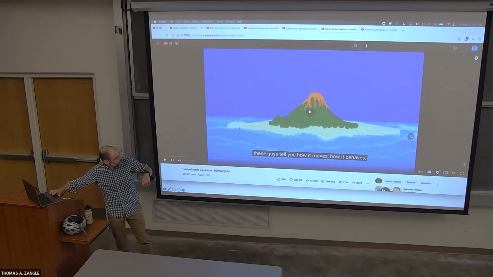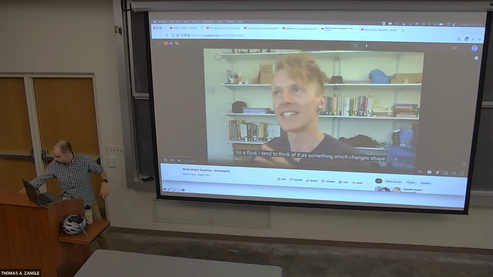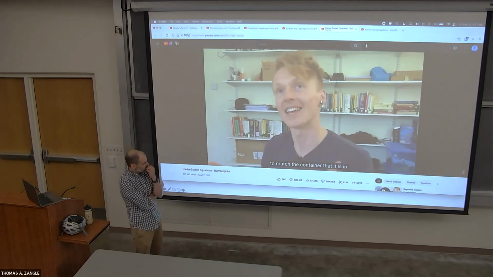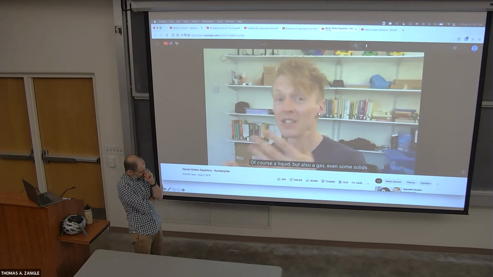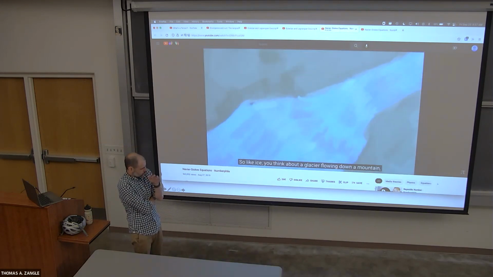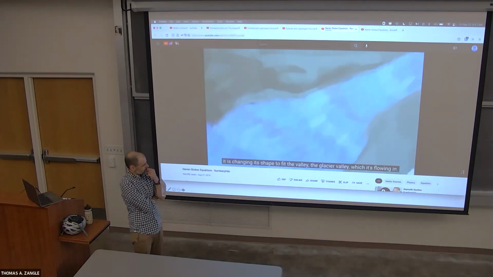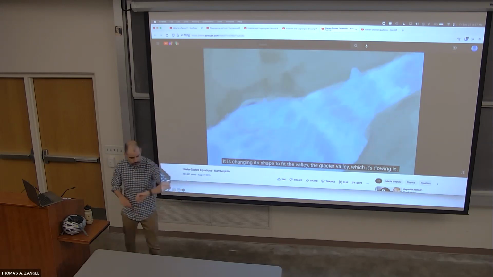Okay. What is a fluid? I tend to think of it as something which changes shape to match the container that it is in. Of course, a liquid, but also a gas, even some solids. Like ice, you think about a glacier flowing down a mountain, you watch those time-lapse videos, it kind of looks like a river. So ice in that sense behaves like a fluid. It's changing its shape to fit the glacial valley in which it is flowing.